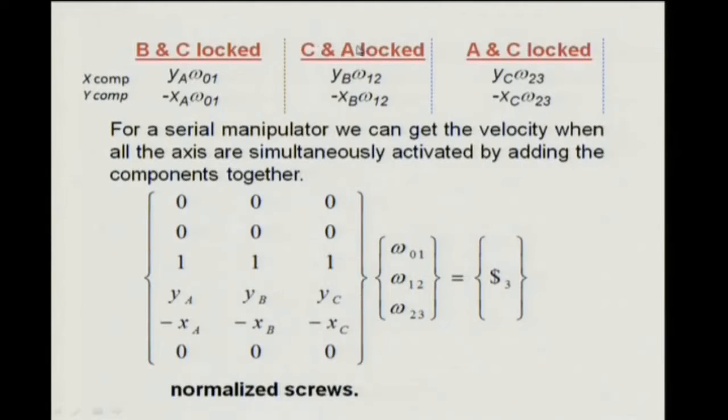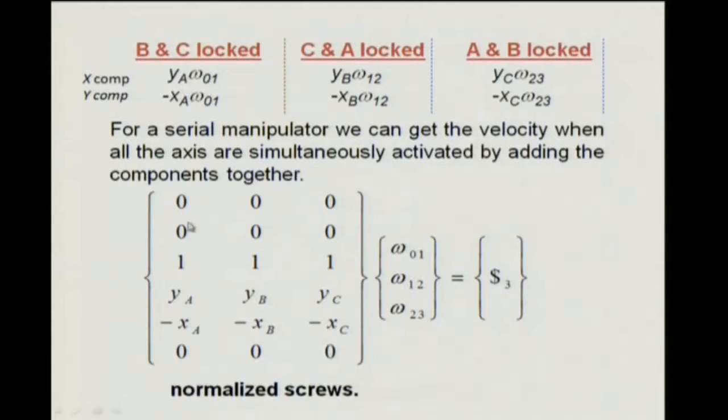And similarly if you lock C and A, that means you allow only the second joint to move, then you get this term, and you get YC into omega 2 3 and then XC into omega 2 3. So to get the composite velocity, we just add them together.